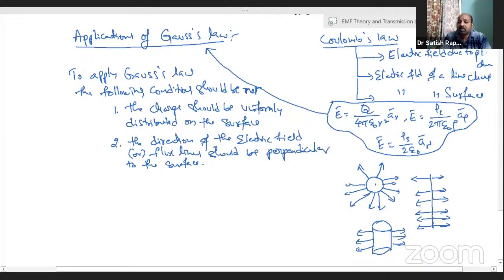And in the next class, let us see how to apply Gauss law in determining the electric field with respect to line charge, point charge, and surface charge. All those we will see in the next class.